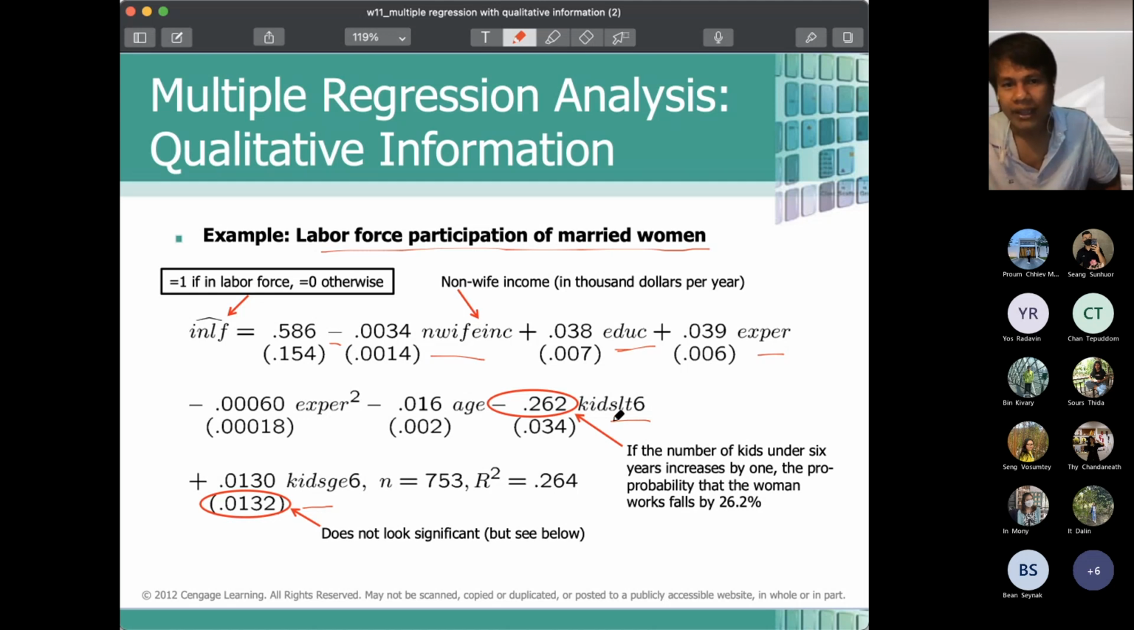If the household has kids less than 6 years old, if the number of kids less than 6 years old increased by 1, it reduced the probability of joining the labor force by around 26%. All right. Here you see the interpretation written. If the number of kids under 6 years old increased by 1, the probability that women work falls by 26.2%. So here, our interpretation is no longer the same.